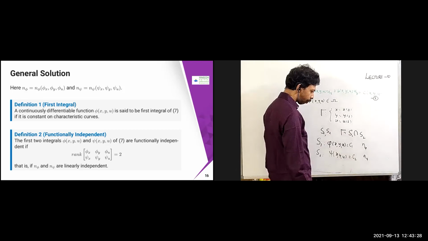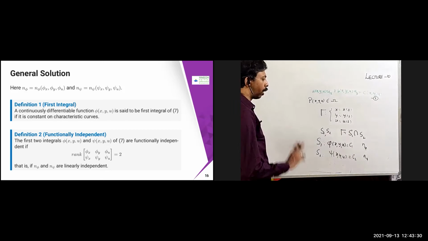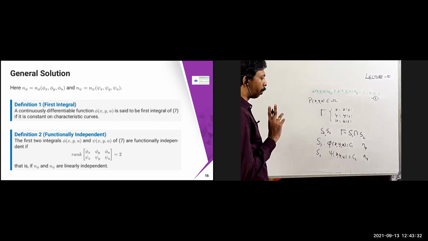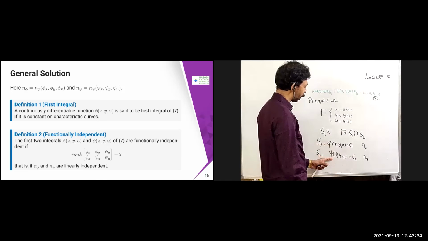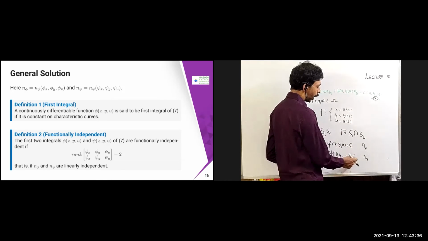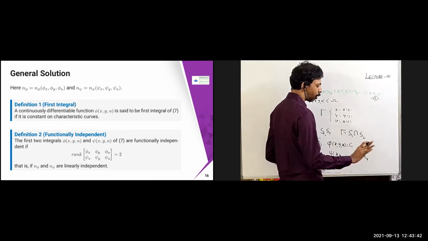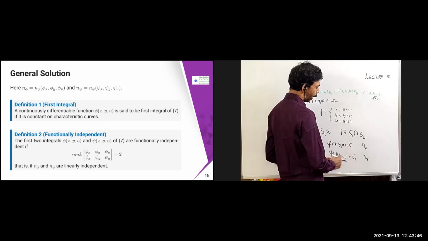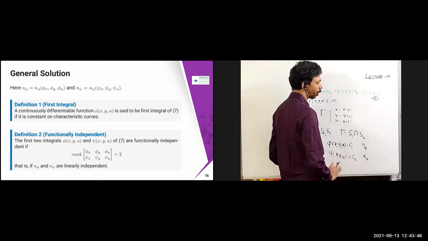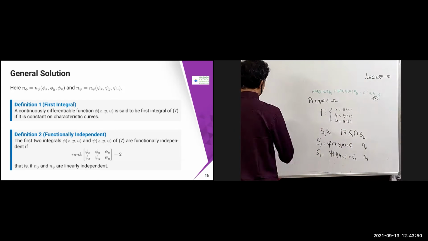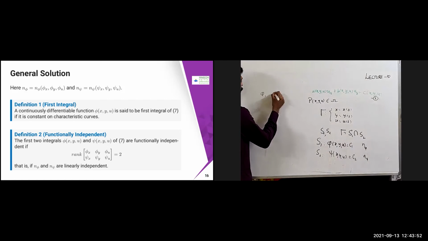Now suppose there are two first integrals. This is also a first integral because here it is going to be c1, and here it is going to be c2. The condition is that any differentiable function, if we take it along the characteristic curve, is constant. So π(x, y, u) = c1 and ψ(x, y, u) = c2 are both first integrals. Suppose π and ψ are two first integrals.